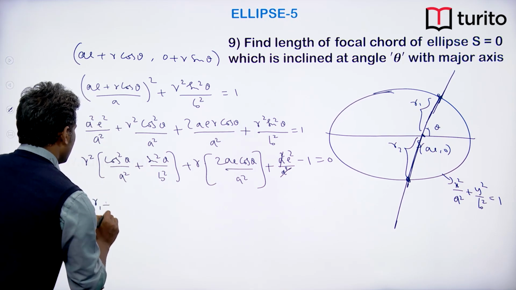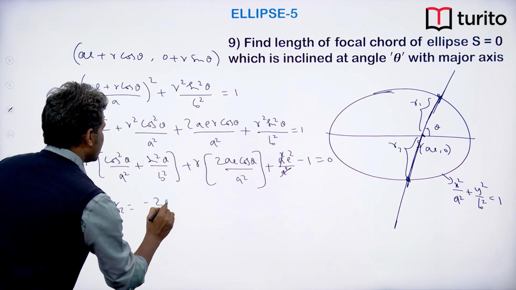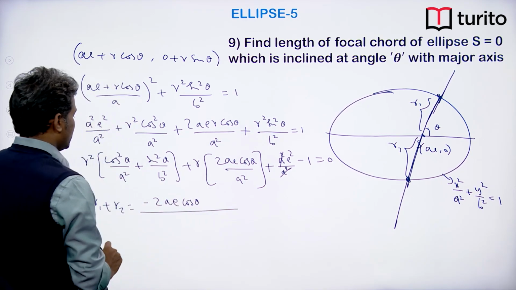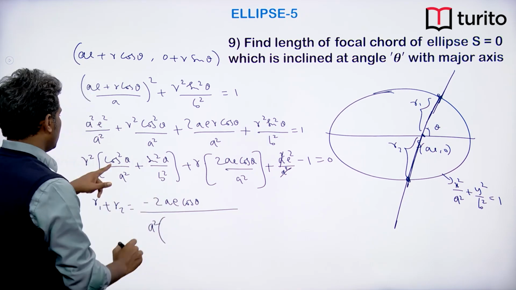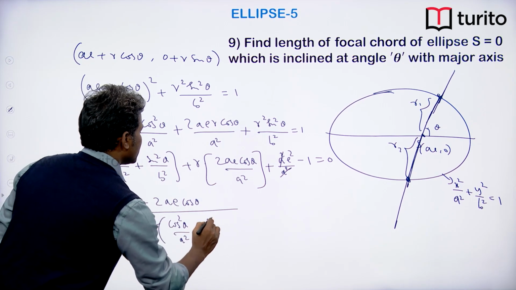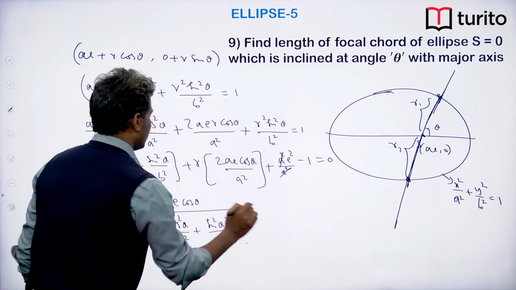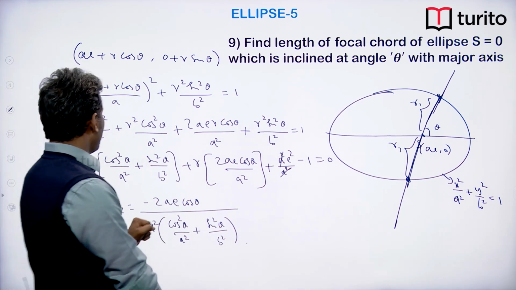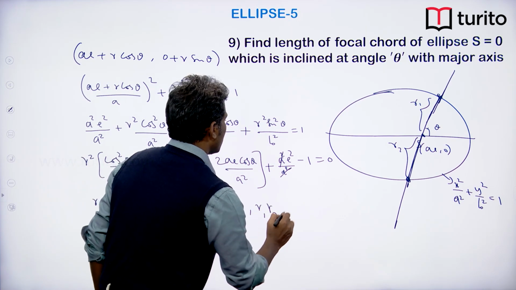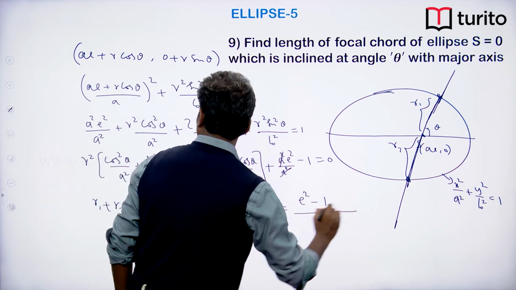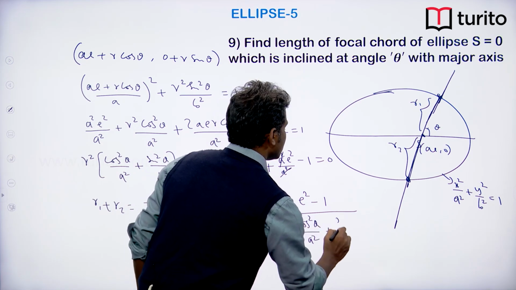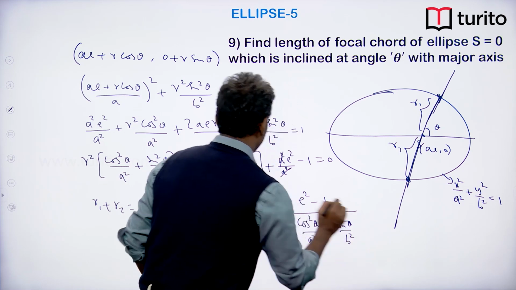So, here R1 plus R2 is equal to minus 2AE cos theta divided by A square into what is in the denominator, cos square theta by A square plus sin square theta by B square. Okay. So, we got this relation, and for the product of roots, R1 R2 will be (E square minus 1) by (cos square theta by A square plus sin square theta by B square).